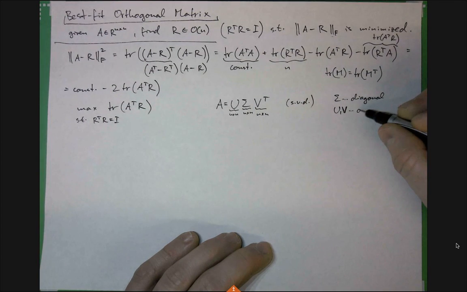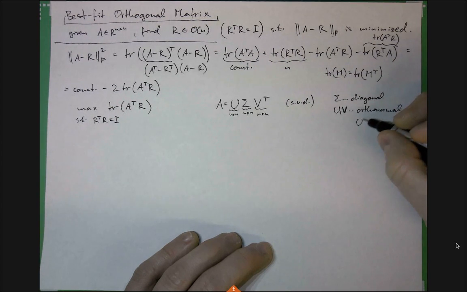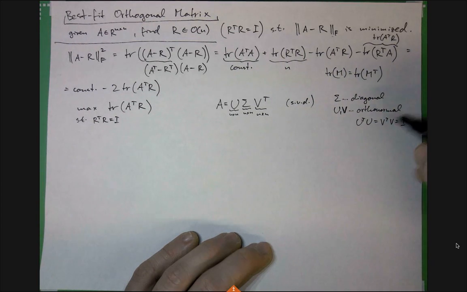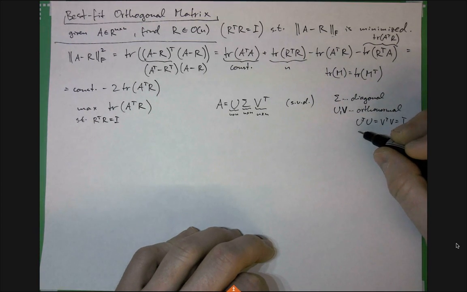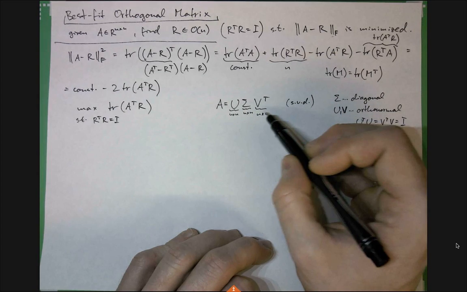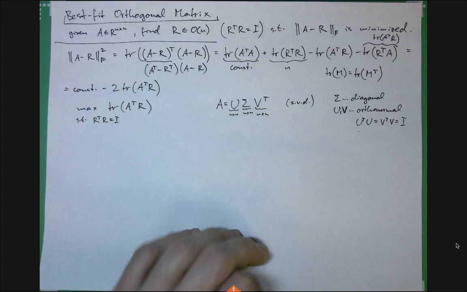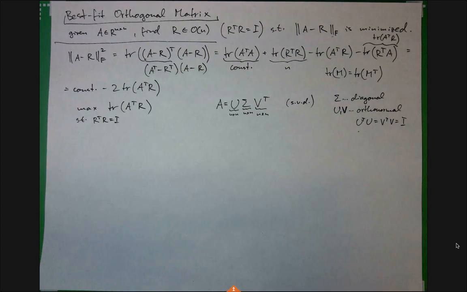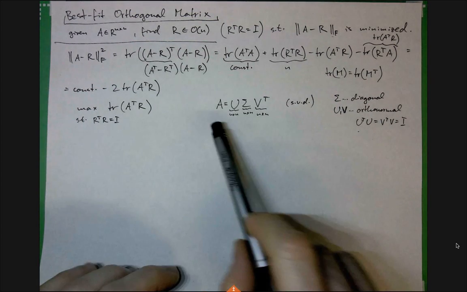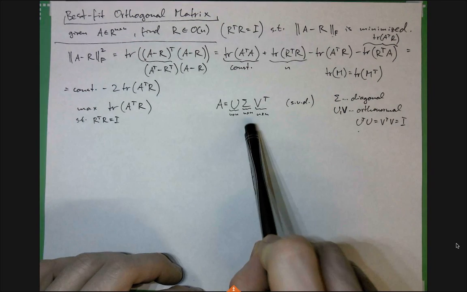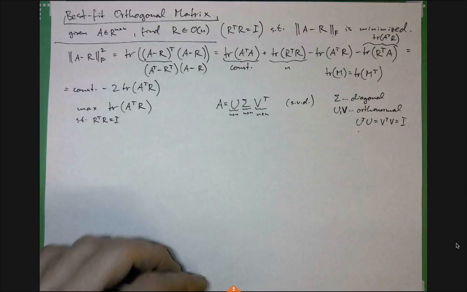They are orthonormal, right? Meaning that UTU is the same as VTV is identity. They are actually square. U's and V's are square even in the general case, right? Even if A was m by n. So here I'm taking the SVD to be able to find this optimal R.